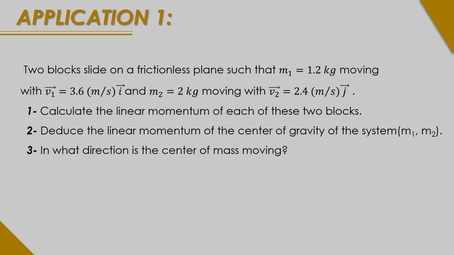Now, let's solve an application which highlights the ideas that we have covered so far. So we are given two blocks that are sliding on a frictionless plane such that m1 is 1.2 kilograms moving with v1 3.6 meters per second along i, and we have another mass m2 moving with a speed v2 being 2.4 along j. So we have a two-dimensional exercise here in which we have two particles, each one is moving on one of the two axes. Calculate the linear momentum of each of these two blocks, deduce the linear momentum of the center of gravity, and in which direction is that center moving.